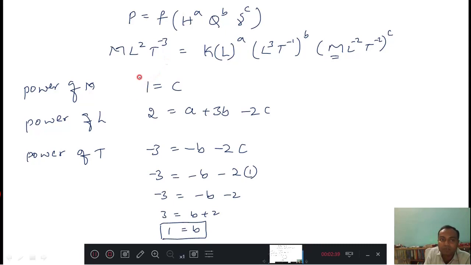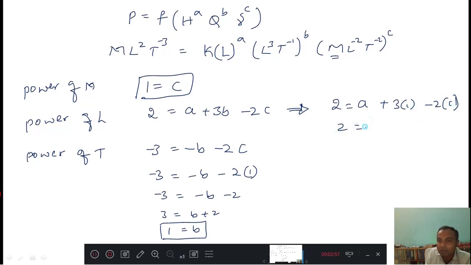Now substitute b equal to 1 and c equal to 1 into this equation. In this equation, 2 is equal to a plus 3 into b, with b equal to 1, and minus 2 into c, with c equal to 1. Then I got 2 equal to a plus 3 minus 2. Then 3 minus 2 is 1, and 1 comes to the other side as minus 1, therefore a is equal to 1. Now I got a equal to b equal to c equal to 1.